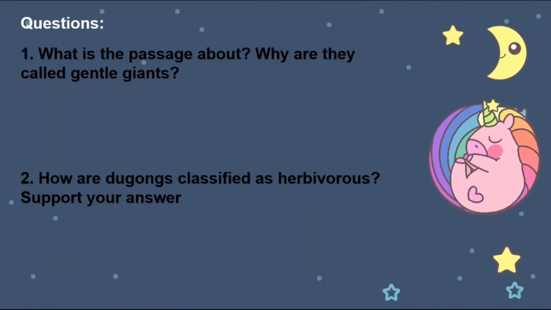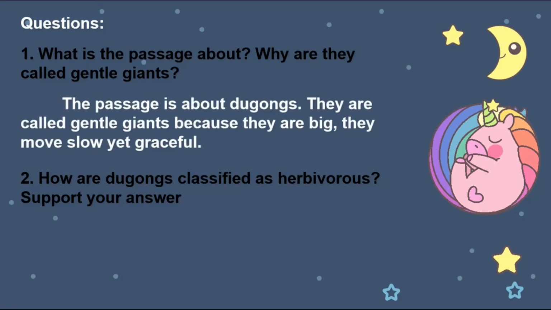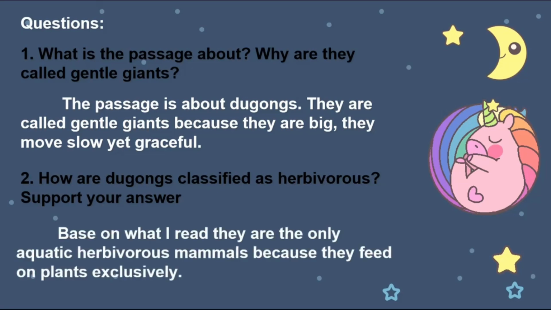Now let's answer some questions. First question, what is the passage about? Why are they called gentle giants? Answer, the passage is about dugongs. They are called gentle giants because they are big, they move slow yet graceful. Question number 2, how are dugongs classified as herbivorous animals? Support your answer. Based on what I read, they are the only aquatic herbivorous mammals because they feed on plants exclusively.